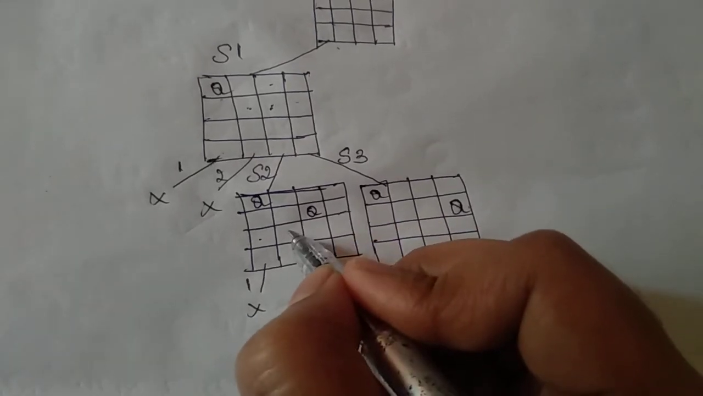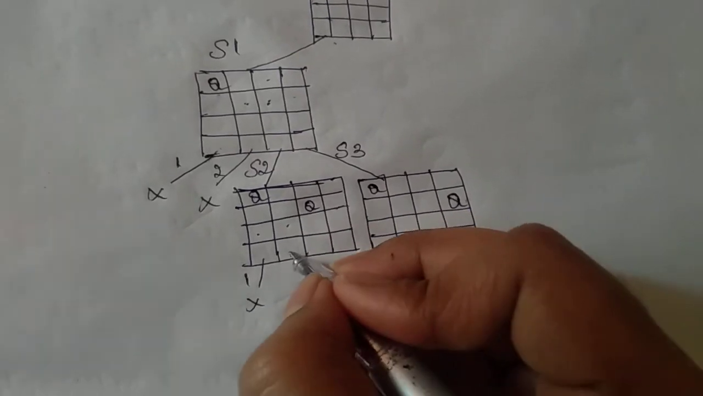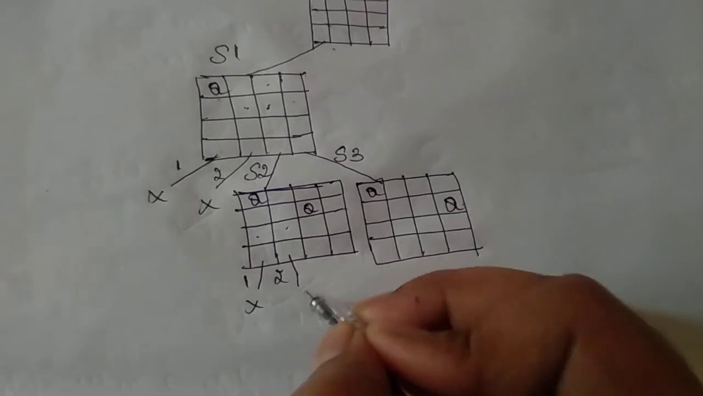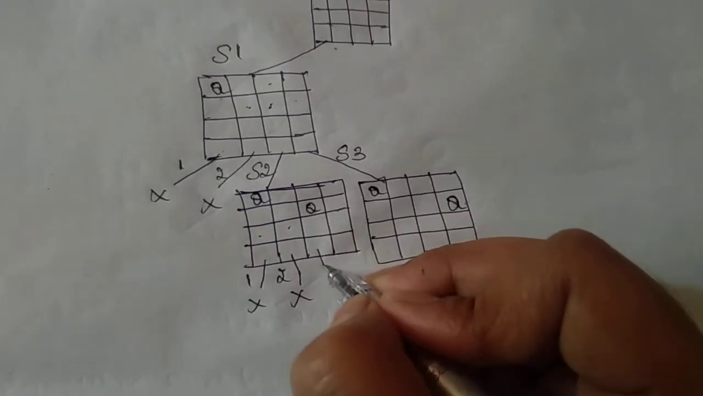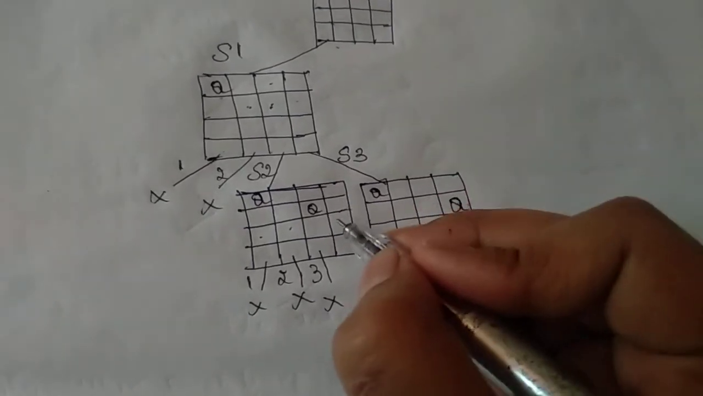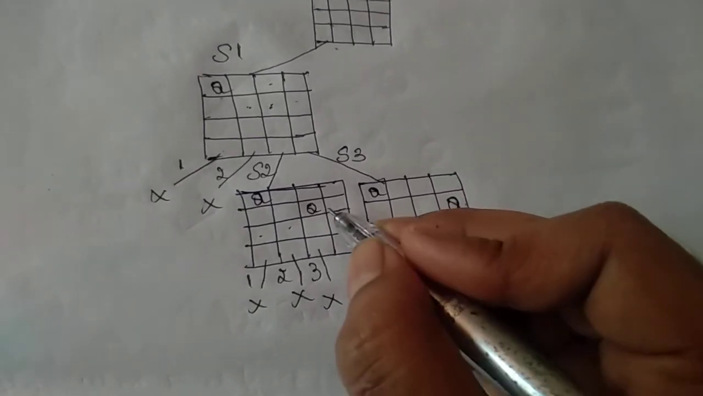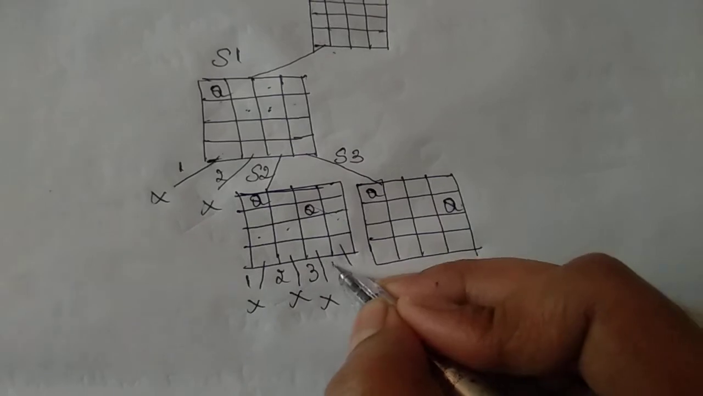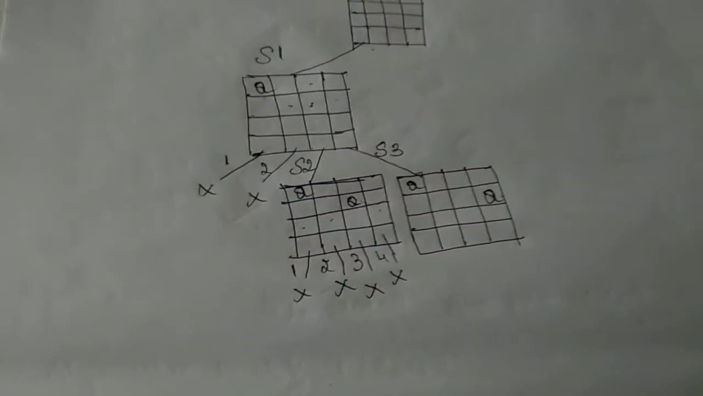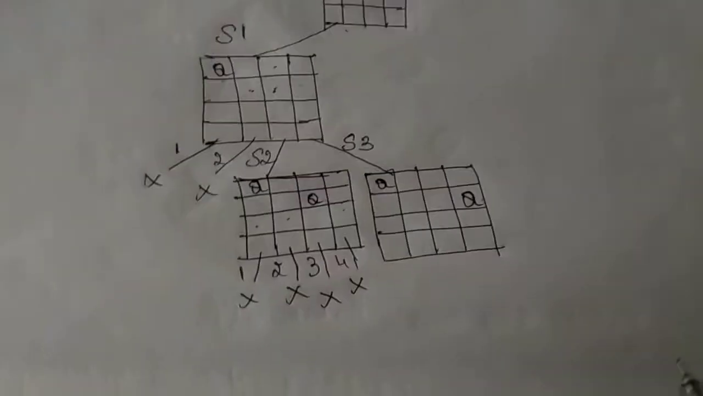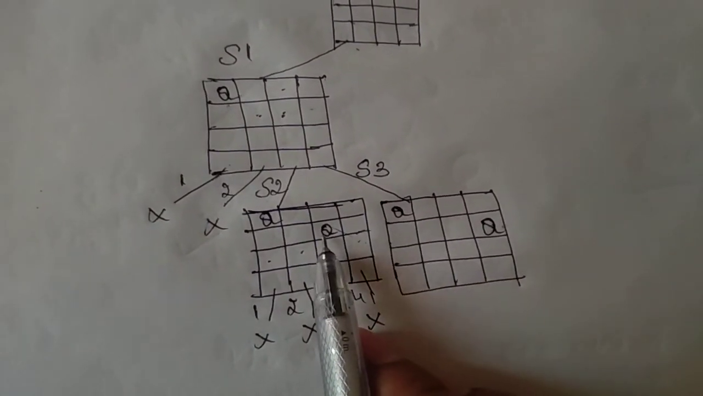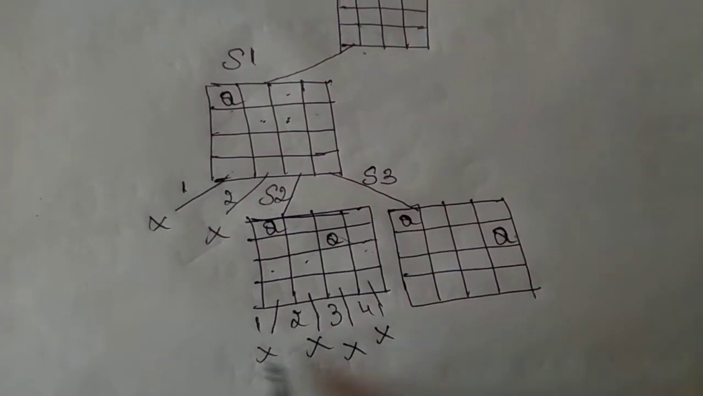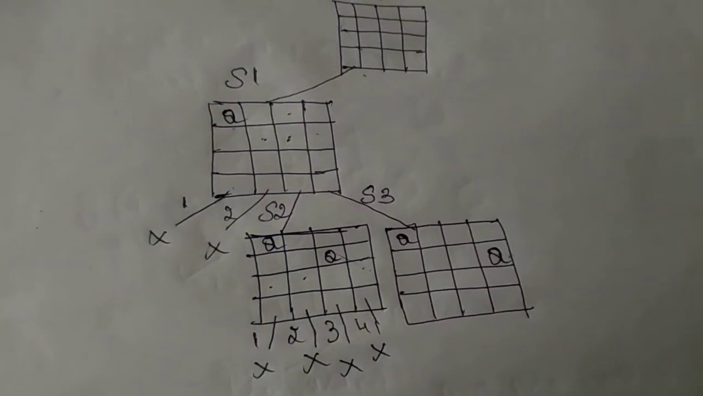Here, can I place? No, because this q will attack. So, even 2 is not possible. Here, can I place? No, this will attack. 3 is also not possible. Here, can I place? No, this q will attack again. So, even 4 is also not possible. Is it not? Now, if I place q in the third place in the second column, then we won't get a solution. This is clear.